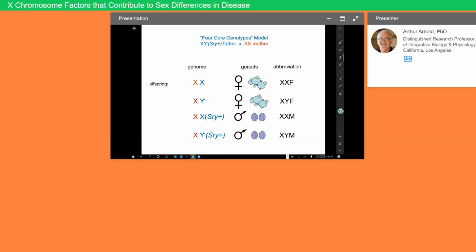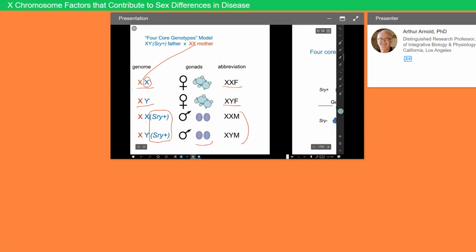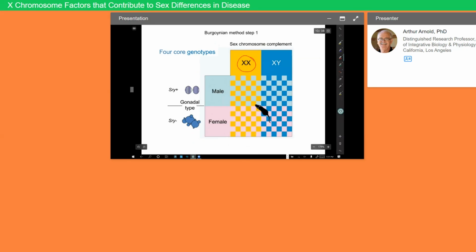Thinking that the red X chromosome comes from the mother here, the father then makes four kinds of babies. He makes XX babies that are normal females and have ovaries. He makes XY minus babies that don't have SRY, and they have ovaries too. And he makes XX and XY animals that have the SRY transgene and therefore they have testes, and they're called males. So this is really a two-by-two, with half of the animals being XX and half of the animals being XY.